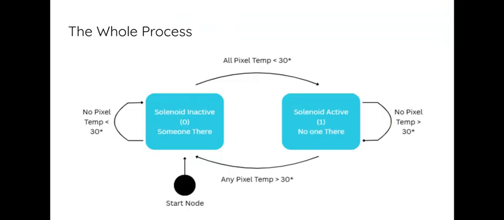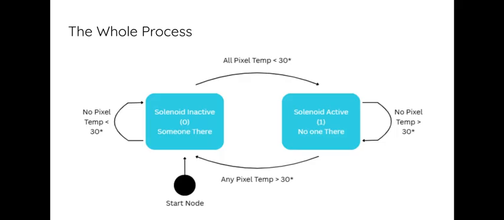So this whole process is clearly demonstrated by a state diagram. We start down here at the black dot, which is a start node. It automatically starts when the solenoid is inactive, meaning that there's someone in the room and the light doesn't need to turn off. This sends a 0 signal to the code because the solenoid does not need to activate. If every pixel temperature is below 30 degrees, meaning that no part of a human is in the room, that means that the solenoid activates because there's no one there. So that sends a 1 and the solenoid activates and the light turns off.